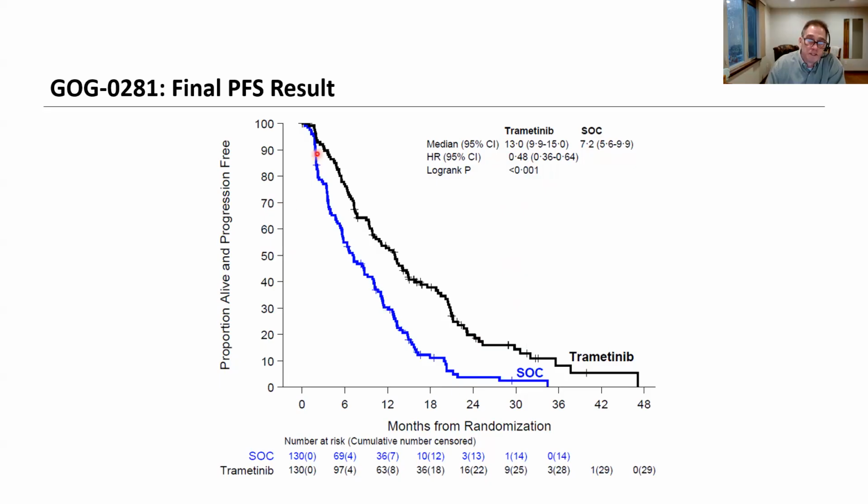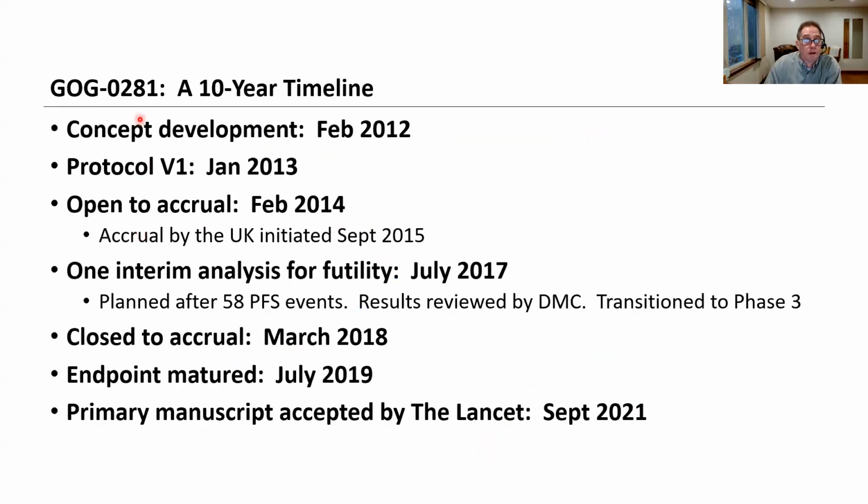So if you read this, just for example, the median time to progression is the line where 50% of the patients would have progressed. You can see on the standard of care arm, the time to progression is a lot shorter than on the experimental arm, on average about 5 months shorter. So a strong result. A strong result following a 10-year timeline.